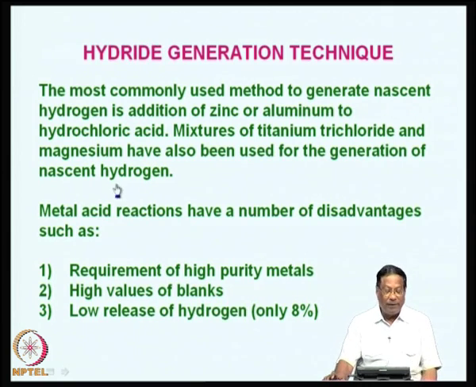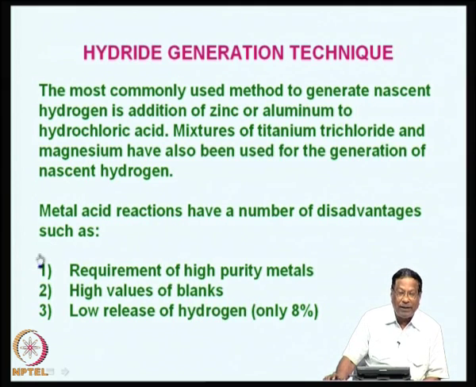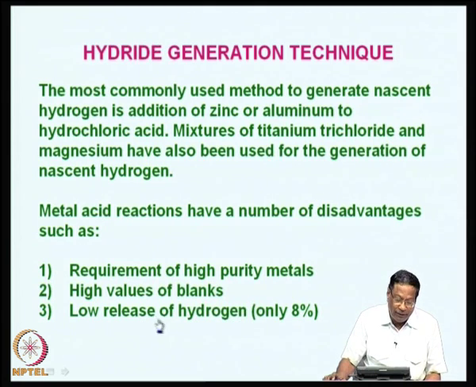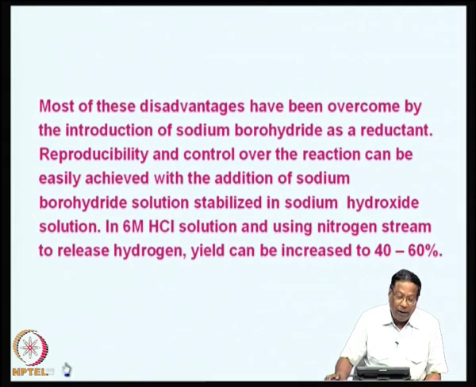Metal acid reactions in general have a number of disadvantages, because the requirement of high purity metals is one such, and high values of blanks are obtained, and low release of hydrogen, because it releases only about 8% of hydrogen. So, people were looking for alternate methods, and most of the disadvantages I had shown in the previous slide have been overcome by the introduction of sodium borohydride as a reductant.